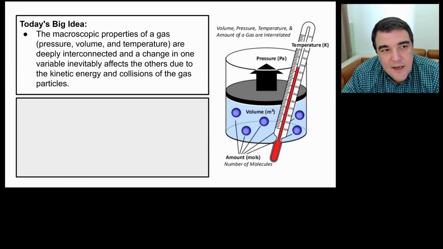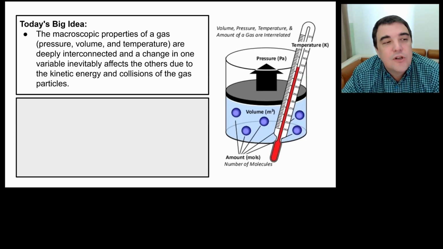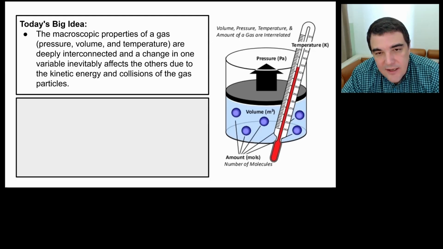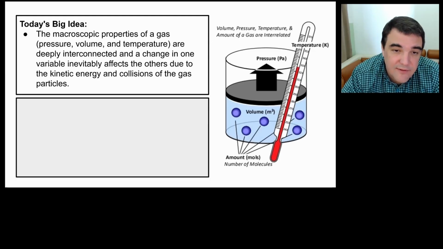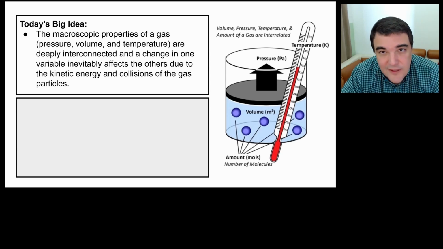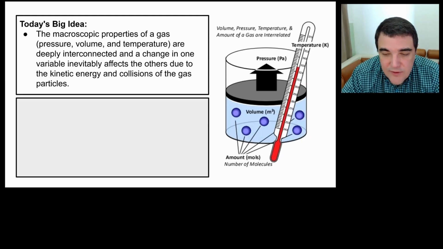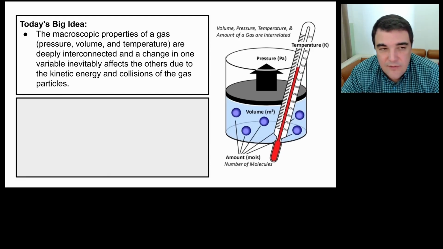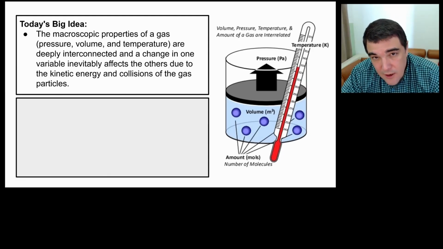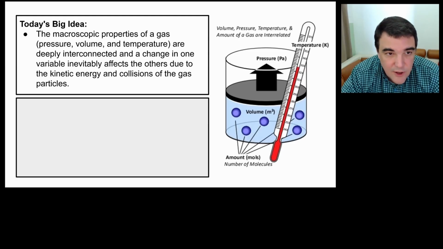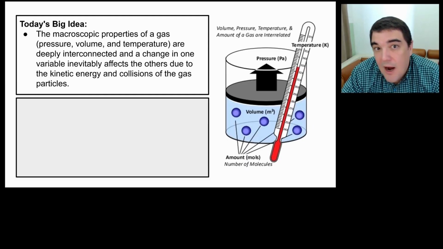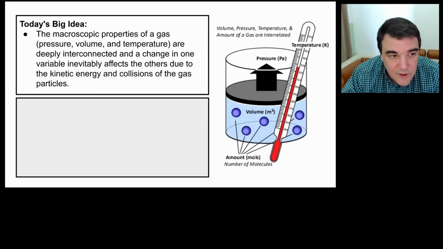Today's big idea: the macroscopic properties of a gas, pressure, volume, and temperature, are deeply interconnected, and a change in one variable inevitably affects the others due to the kinetic energy and collisions of the gas particles. In previous lessons we looked at how two of these variables relate: pressure and volume, or volume and temperature, or pressure and temperature. But now we're going to combine everything together to see how all three of them relate.